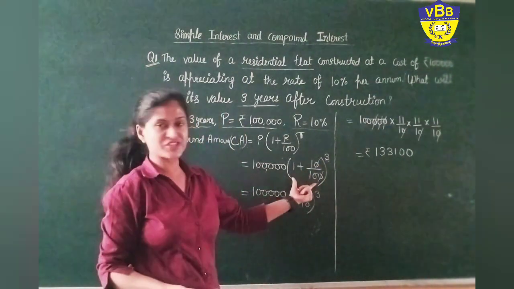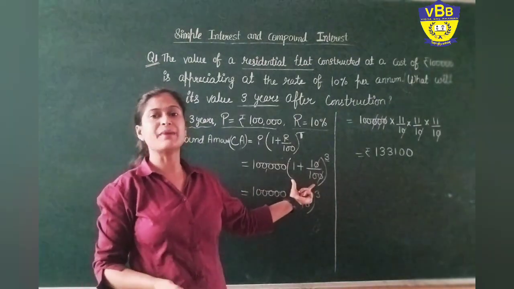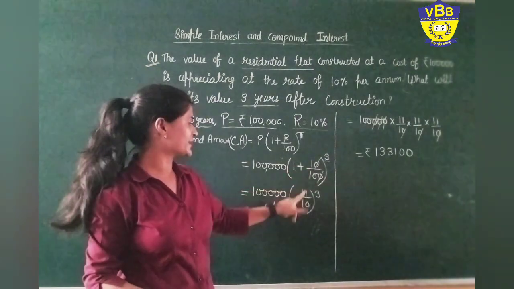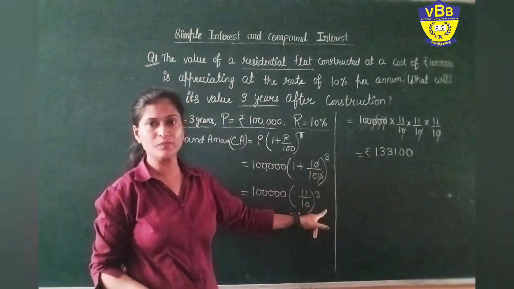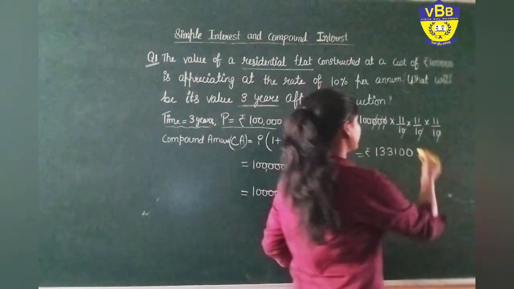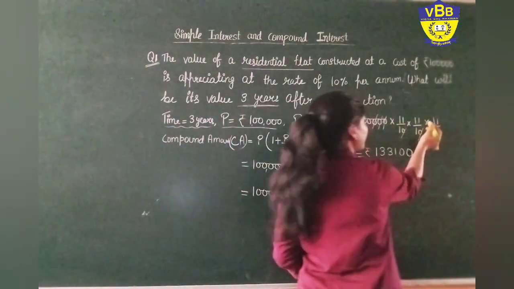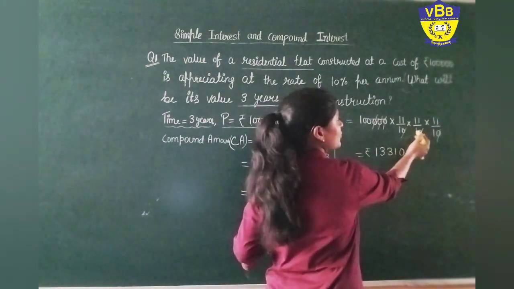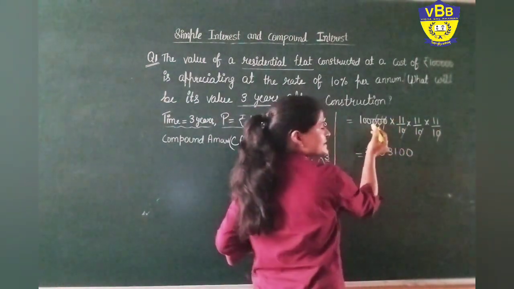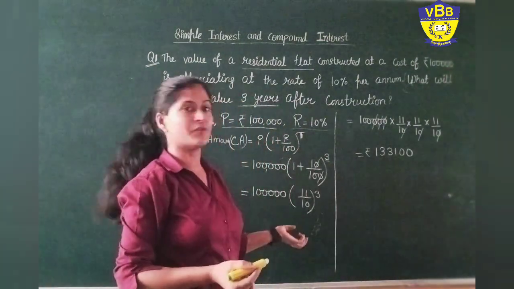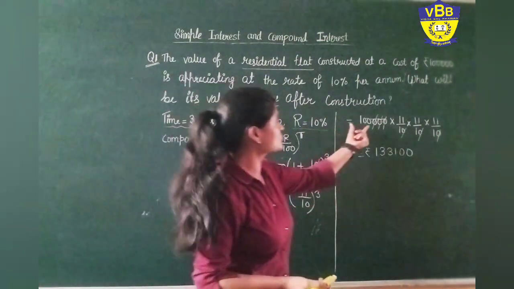They are in fractions, so we solve this by taking an LCM. 10 will be the LCM. 10 plus 1 makes 11 by 10 cubed. Now we further solve this by expanding 11 by 10, 11 by 10, 11 by 10. The three zeros cancel out. 11 into 11 into 11 makes 1331 into 100.